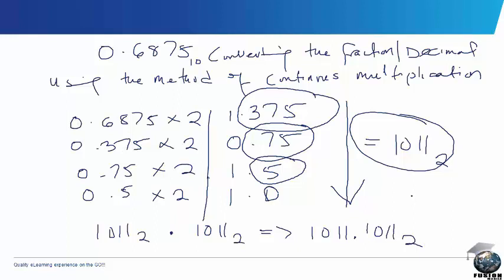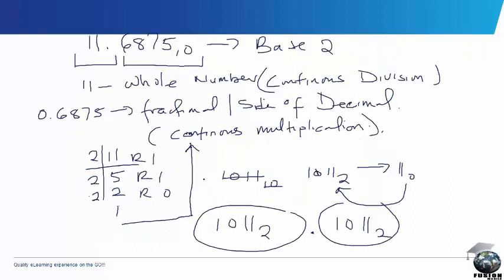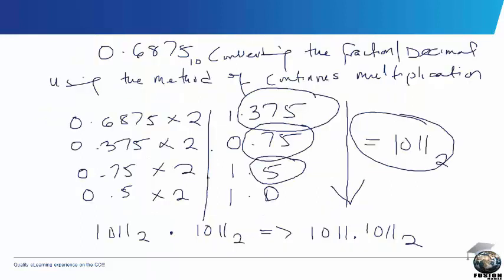Now remember that when it comes to continuous division, we start to pick our numbers from the last remainder to the first remainder. But when it comes to continuous multiplication, we start to pick our numbers from the first to the last, not necessarily remainders, but the whole numbers, the first digits that are obtained from your multiplication. As I'm circling them, you can see 1, 0, 1 and 1.